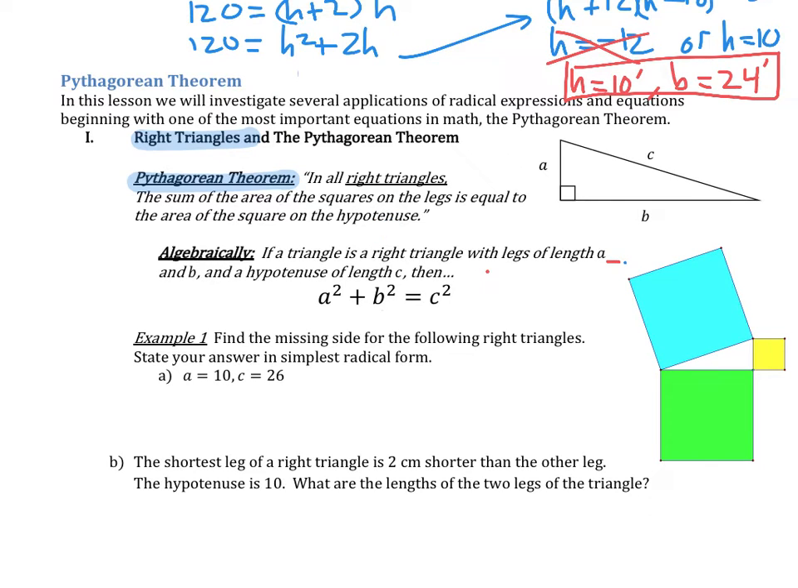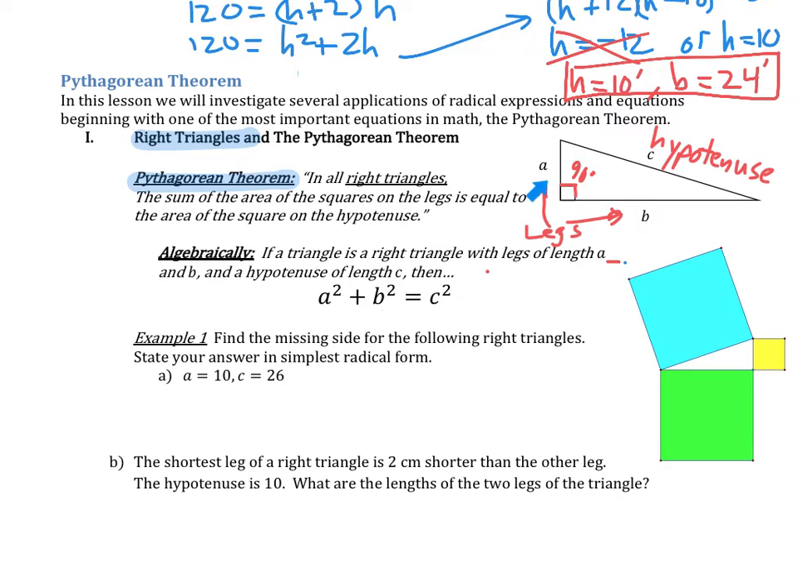Well, when we have a right triangle, we have three sides. This right angle here is made up by two legs. These are called the legs. So the two legs make the right angle. This is the right angle, it's 90 degrees. This other side is called the hypotenuse. So the longest side is called the hypotenuse.